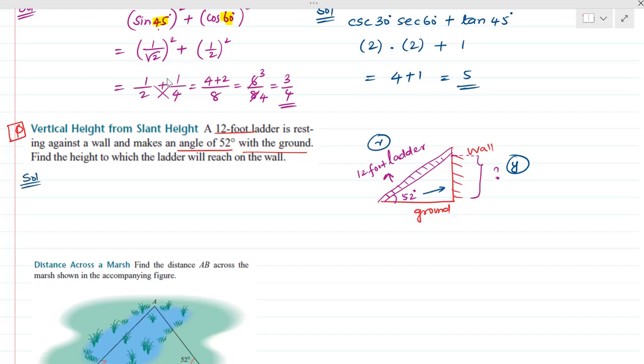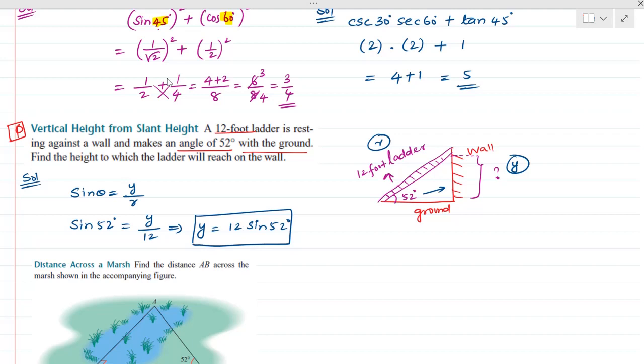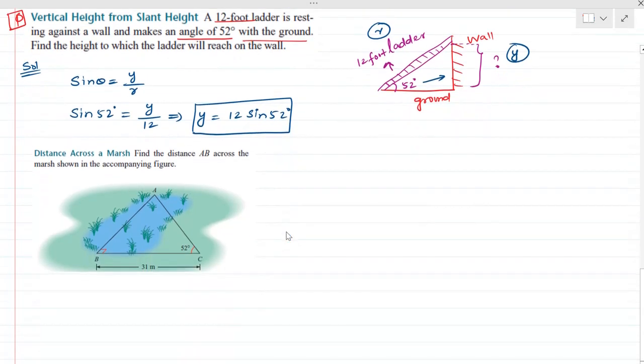Which trigonometric function will we use? We will use sine. Why? Sine theta is y over R. Sine theta has the angle 52, y I have to find, and R is 12. If you cross multiply, you get y equals 12 times sine 52 degrees. Since it is not a standard angle, leave it as it is. If it is a standard angle like 45, 60, or 30, I would substitute and further simplify.